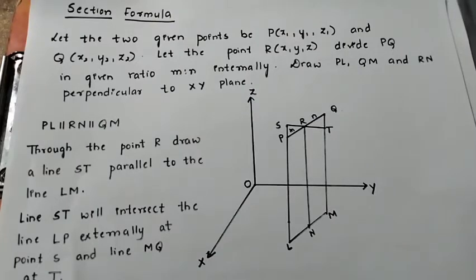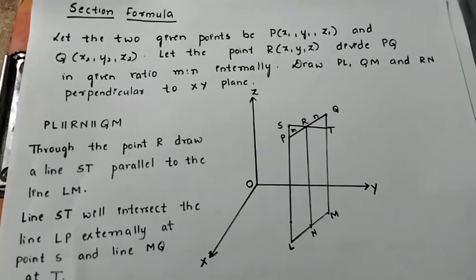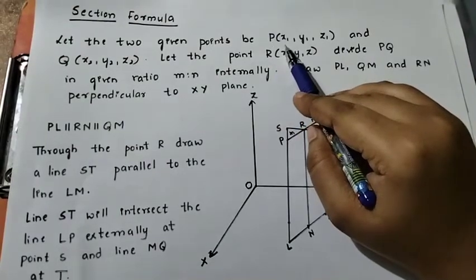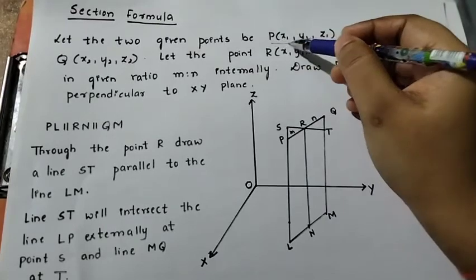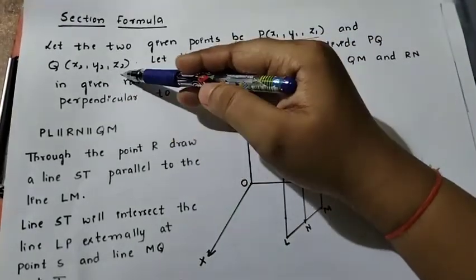Good morning, students. So the last concept in three-dimensional geometry is what? Section formula. In the section formula, you have already learned in 10th standard with respect to two coordinates, that is P(x, y) and Q(x1, y1) and Q(x2, y2). So here, the two given points are what? P(x1, y1, z1). So one point has coordinates x1, y1, z1, and the other point has coordinates x2, y2, z2.